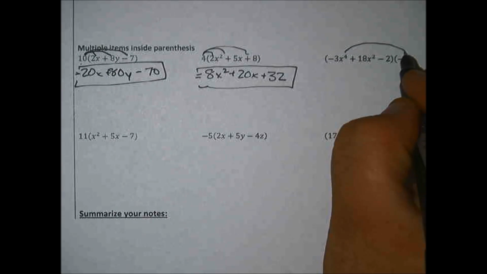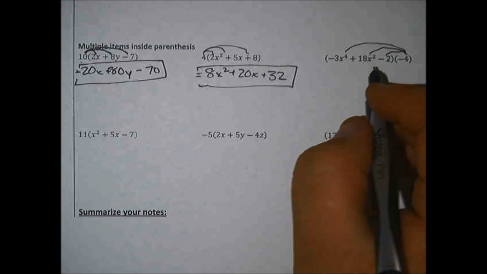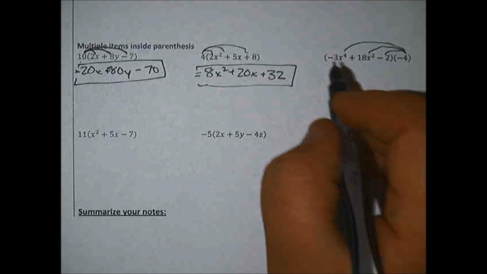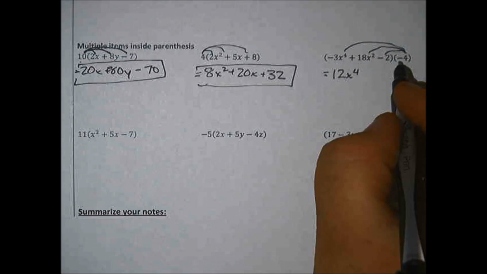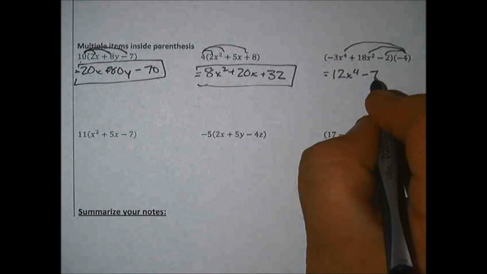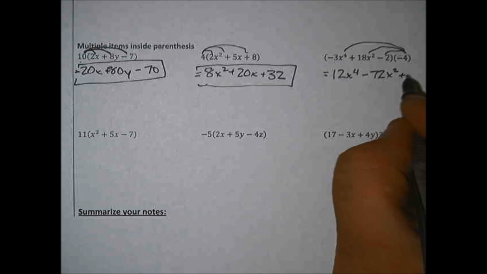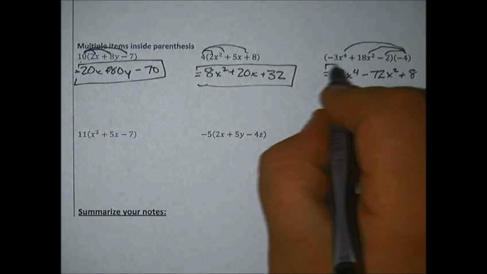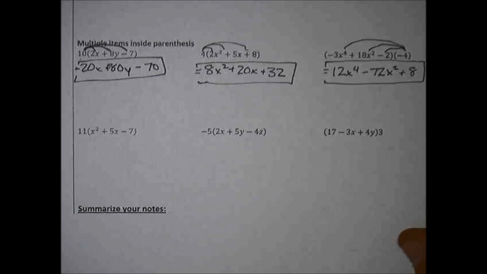But I'm going to distribute that -4 inside to every term in the parenthesis expression here. -4 times -3, that's 12x to the 4th. -4 times 18 is negative 72x squared. Negative 4 times negative 2 is plus 8. And there we go. Go ahead and pause the video, get the last 3 problems done.